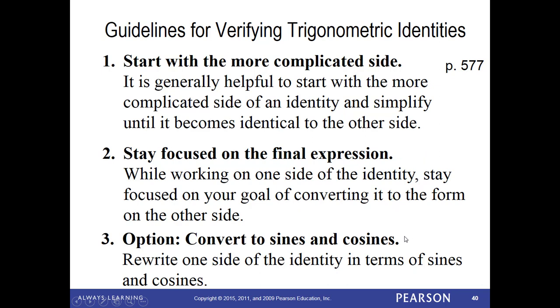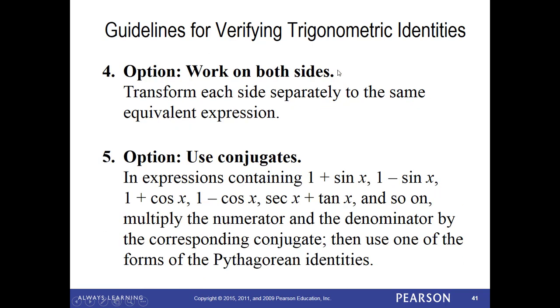Okay, you've got some options. You convert everything into sines and cosines. Again, it works 90% of the time. Another option is, instead of working from the left side to the right side, or the right side to the left side, you take both sides, transform them separately, and try to make a simple equivalent expression. And a third option is to use conjugates. The conjugates are given right here, just in case you forgot them, like 1 plus cosine of x. These are all the ones that can elevate your terms to get you into Pythagorean Theorem identities. And then again, there's a whole list of them, so look at your Pythagorean Theorem identities as well.